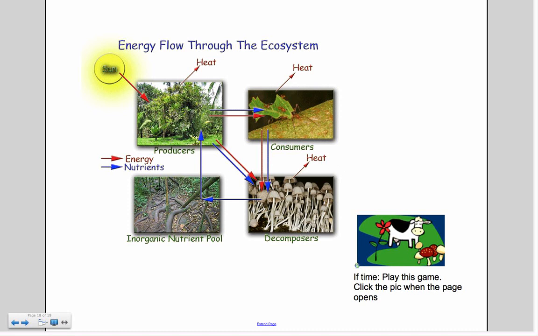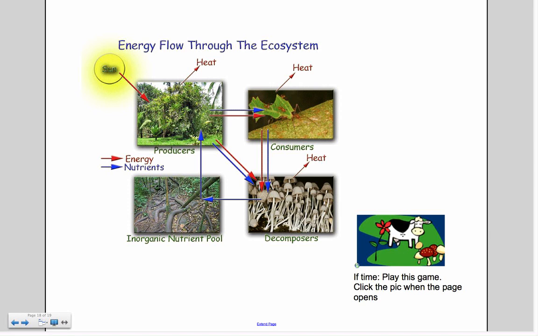And then from there, the producers are consumed by an insect or an animal. And then the animal is decomposed once it dies by one of these decomposers. And then the decomposers push their nutrients into the inorganic nutrient pool, which would be rocks, abiotic factors. So it pushes those nutrients back into the environment, which then feeds the producers again.